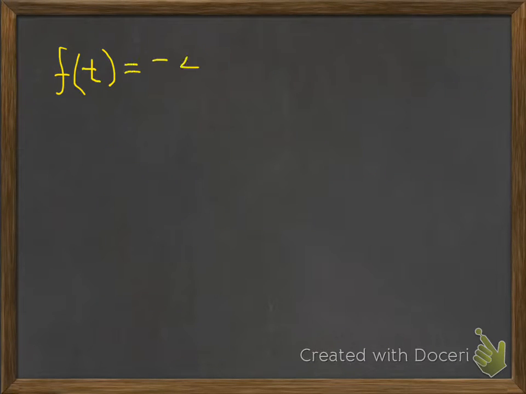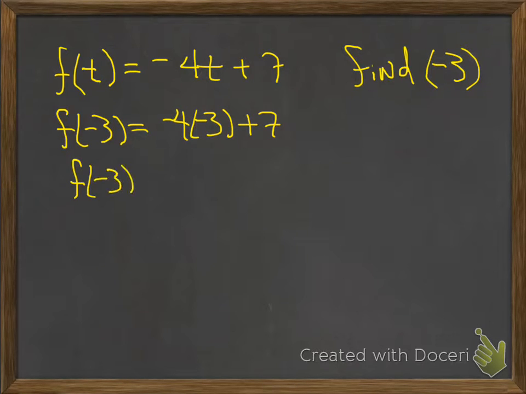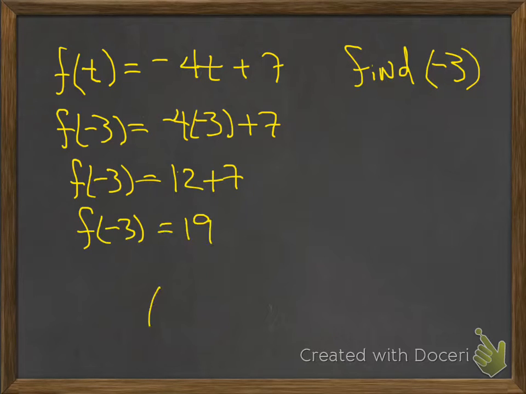The next one, f of t, I decided to change up the variable: negative 4t plus 7. Find f of negative 3. So I put negative 3 in place of the t. Very simple example. I get 19 for an answer, and thus we've got that. That's showing you some quick examples of determining if something is a function, if it's not a function, what's a variable, what's not a variable, that type of thing.